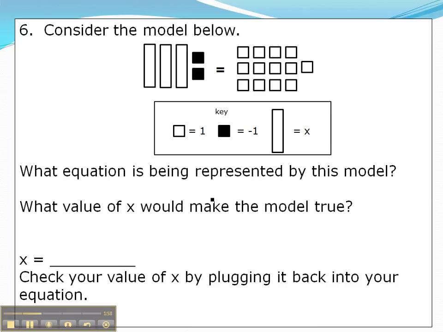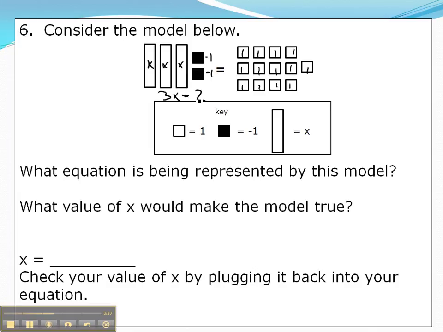Problem 6, consider the model below. What equation is being represented by this model? Oh, we need to look at this key. Each one of these rectangles is x, so I have 3 x's on this side. The black square is -1, so I have -1 and -1. The white squares are 1. So I have on the left side 3 x's, 3x, and then this value would be -2.